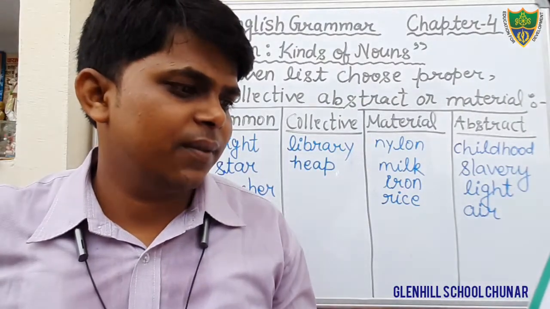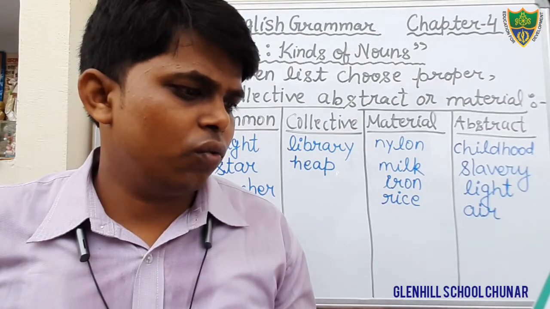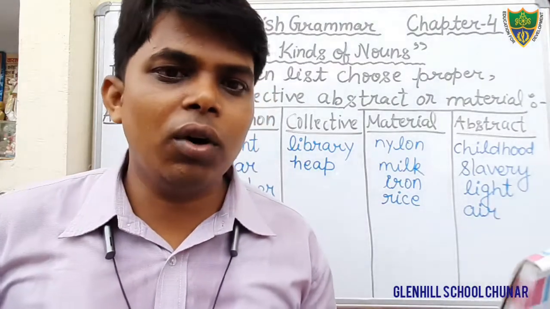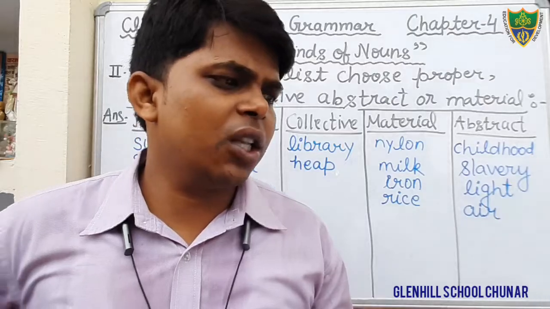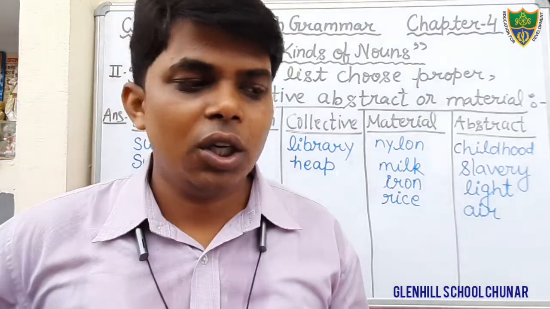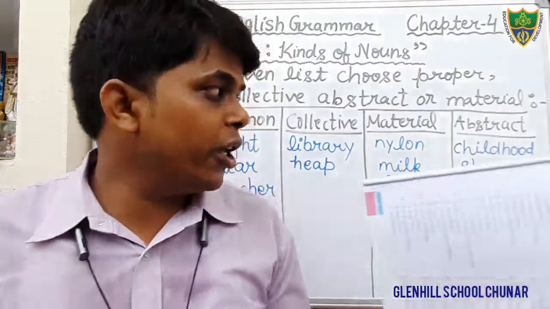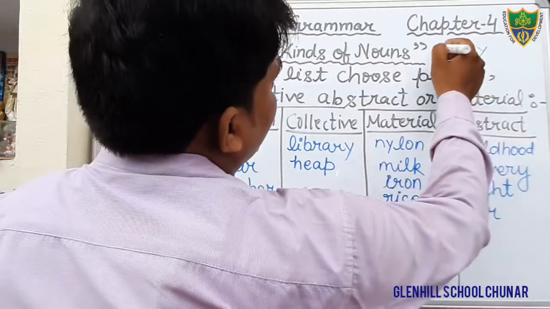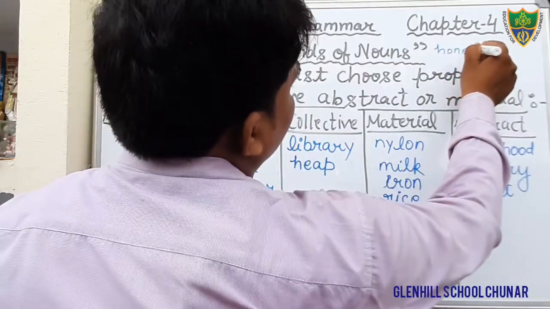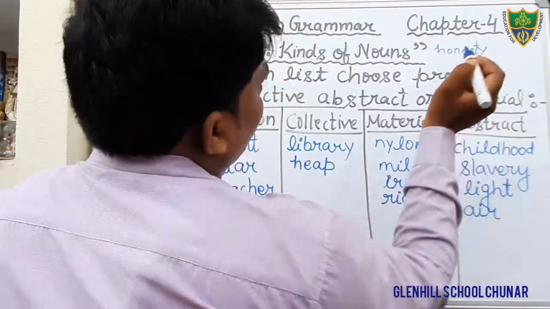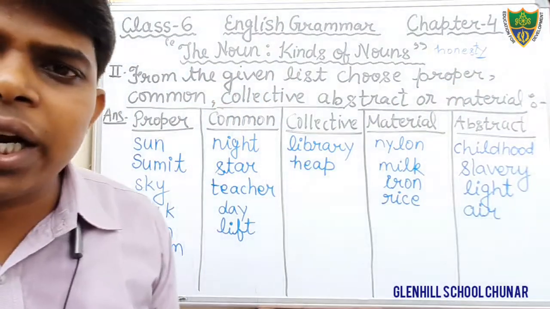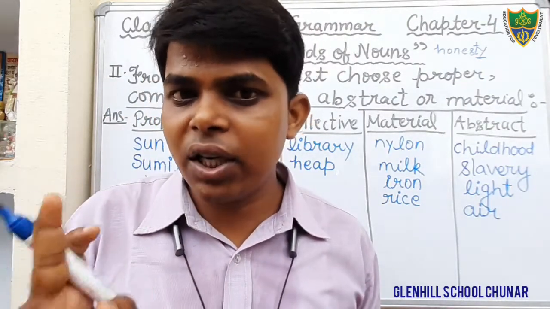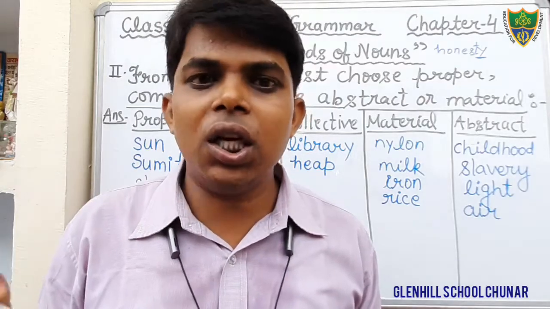Next, honest. Dear students, honest is an adjective. The word honest is not appropriate. That is not noun. That is adjective. There should be honesty. So students, you add the letter Y to the word honest. Because honest is an adjective. Honesty is noun. Honest is adjective. But the word honesty is noun.